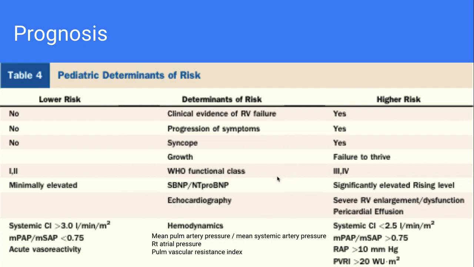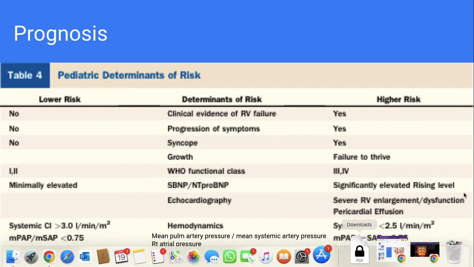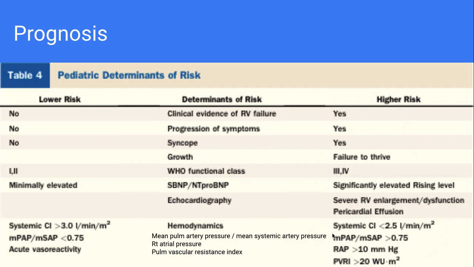If they're in WHO functional class 3 or 4, which we'll get to, if they have a significantly elevated BNP, natriuretic peptide, and if they have severe enlargement of the right ventricle or dysfunction of the right ventricle with pericardial effusion. Some of the hemodynamics, I think Dr. Kern would be better explaining these, but basically if you have the mean pulmonary artery pressure over the mean systemic artery pressure ratio greater than 0.75, a right atrial pressure greater than 10 millimeters of mercury, or a pulmonary vascular resistance index greater than 20 Wood units, these are all going to categorize you into the higher risk.